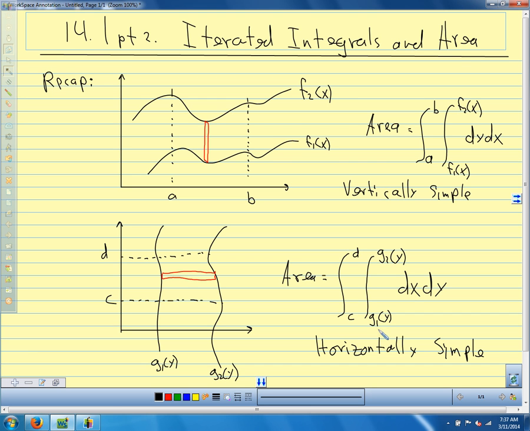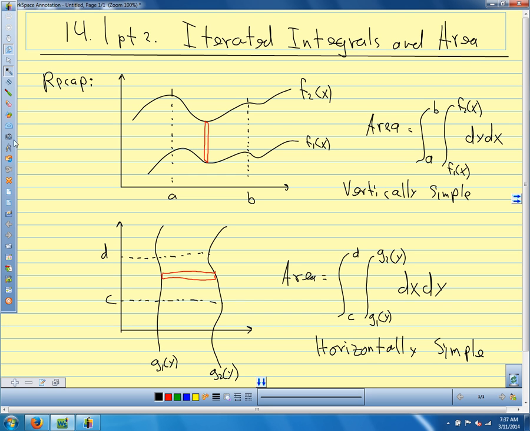So what I want to do today is, yesterday we were just practicing evaluating these iterated integrals. I want to do some examples of setting up iterated integrals to find the area of a region in the plane. So set them up and then talk about how we're going to change the order of integration and why we might want to do that. So that's what we're doing today, just extending what we did yesterday a little bit. Is everybody good with this concept so far?